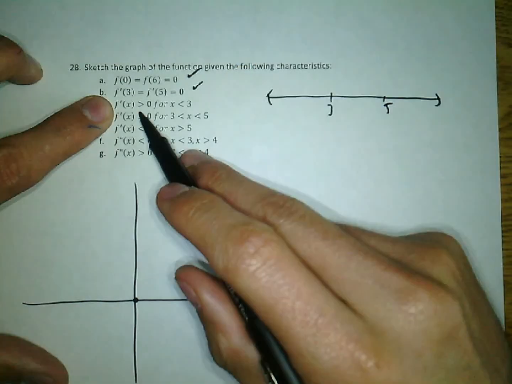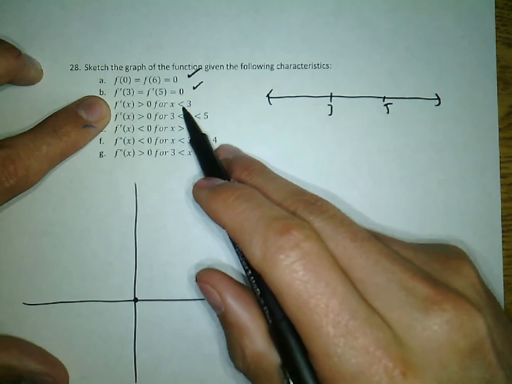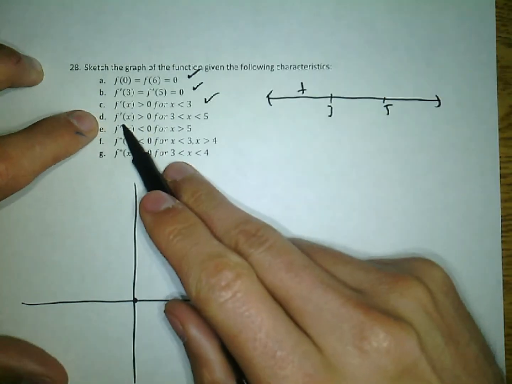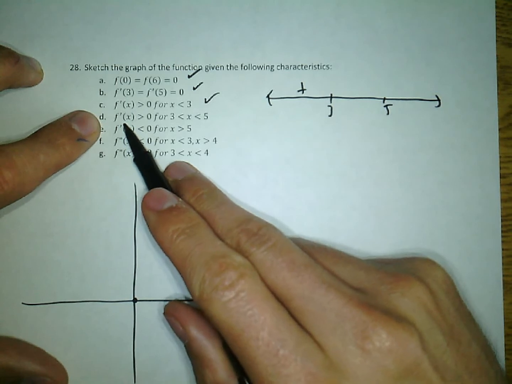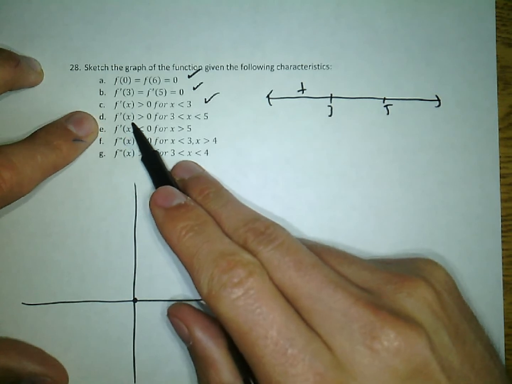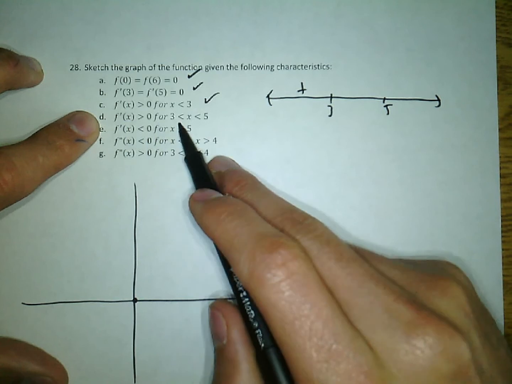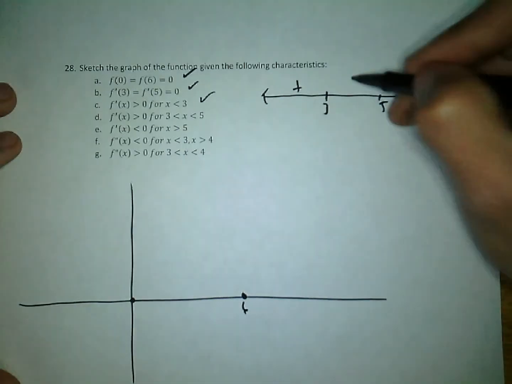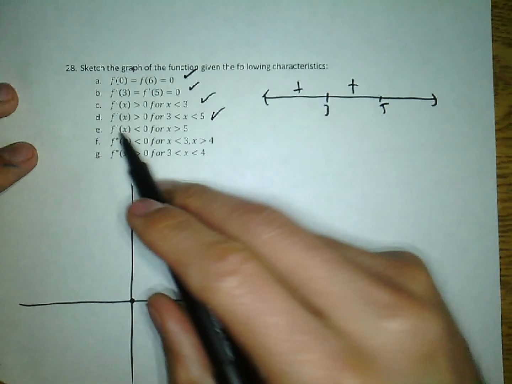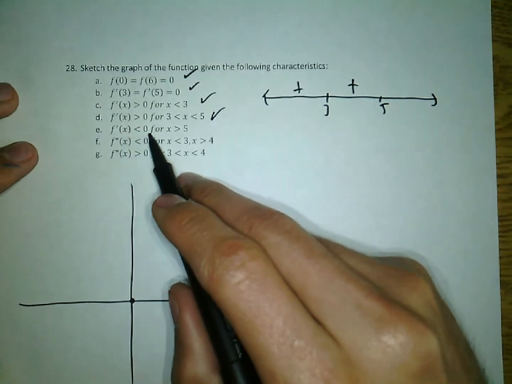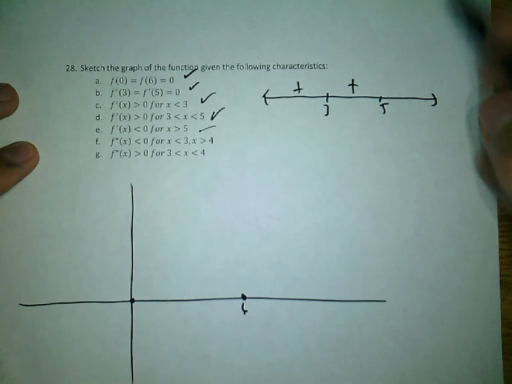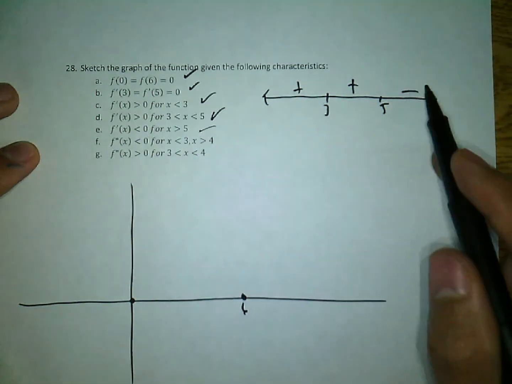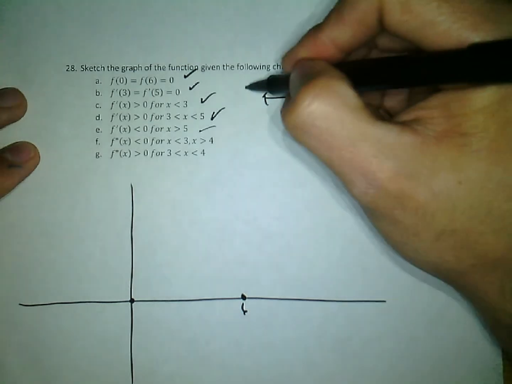The derivative is greater than 0 for values that are less than 3, so it's going to be positive. The derivative is greater than 0 between 3 and 5, so that's going to be positive. The derivative is less than 0 for numbers that are bigger than 5, so that's going to be negative. Okay, so we got that going on. So this is for f prime.